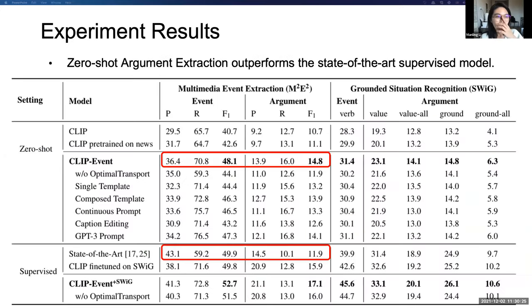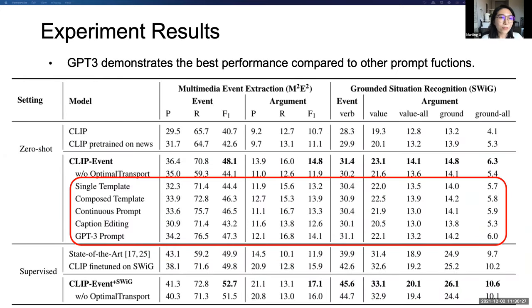Yeah. So we also tried to compare between the different prompt functions. Like we mentioned, we have five prompt functions, and we found that GPT-3 has better results. I think this makes much sense because GPT-3 is trained on a large-scale dataset, and maybe it encodes some external knowledge in its model. So if we are using GPT-3 for prompting, then it's actually borrowing the knowledge inside GPT-3.